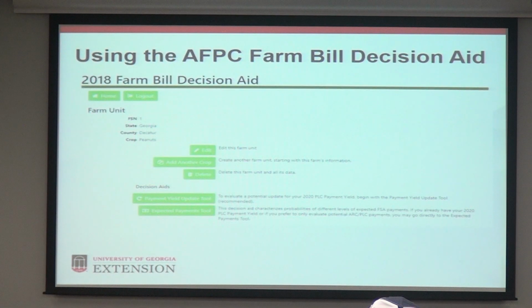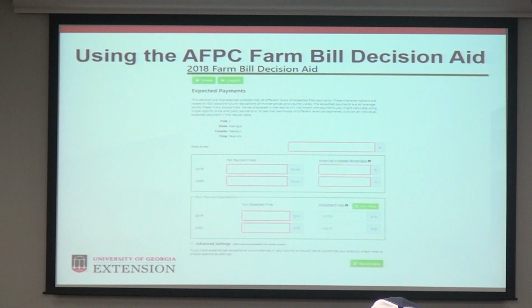From there, you're brought to 2 decision aid options, your payment yield update and your effective payment tool. So focusing just on the effective payment tool first, you're brought to an area where you need to put in your base acres, and then what your PLC payment yield will be for 2019 and 2020, including your historical irrigated percentage, again, for use when computing the Ark County payment, because the Ark County payment does get split between irrigated and non-irrigated for almost all counties.